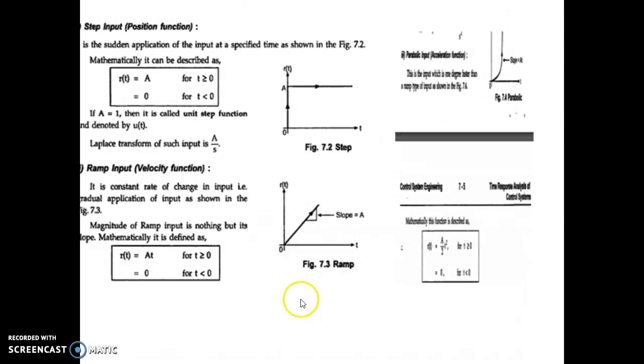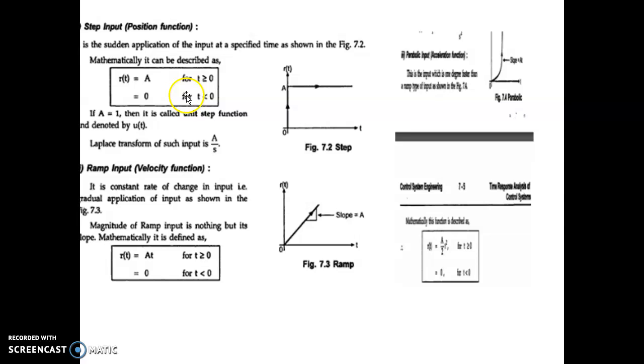The first type of input is the step input, which is considered for the position function. The second type of input is the ramp input, and the third type is the parabolic input. The step input is a constant input with respect to time t. This A is called the step input constant.